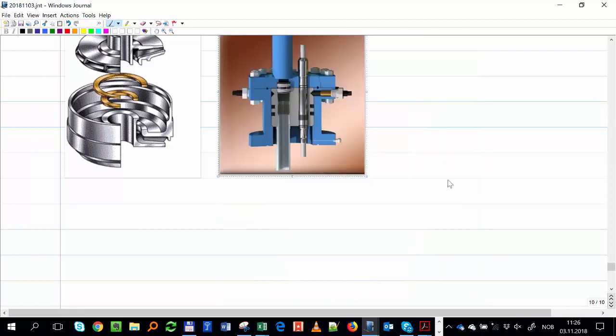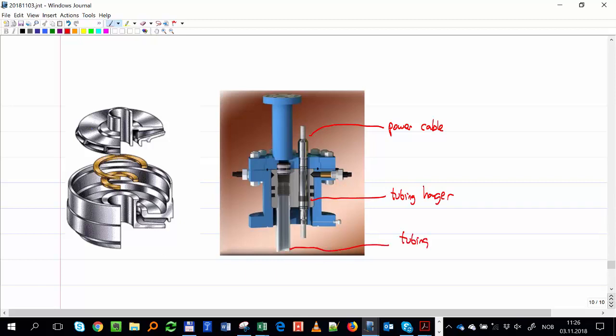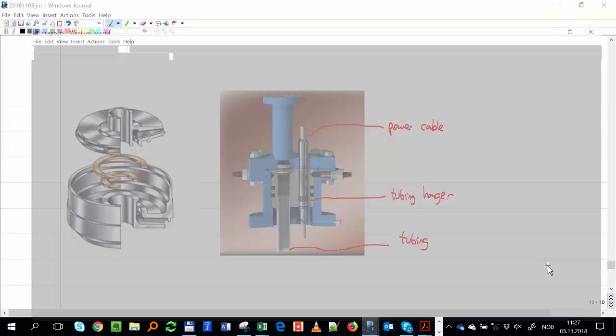Okay, so that's the power cable. Let's put here some notes. We're just going to finish. Wait a moment, just stay awake for some more time. Power cable. This is the tubing hanger. And this is the tubing. And I think that's all the images I had. Let's see.